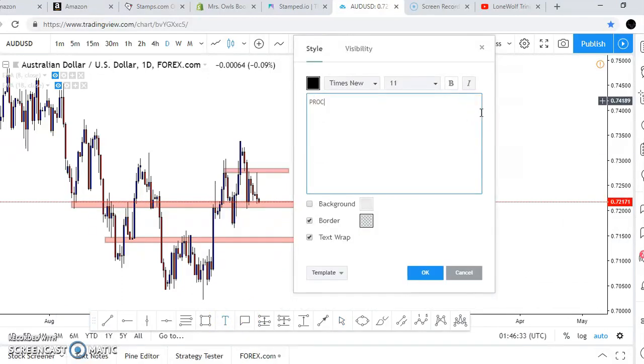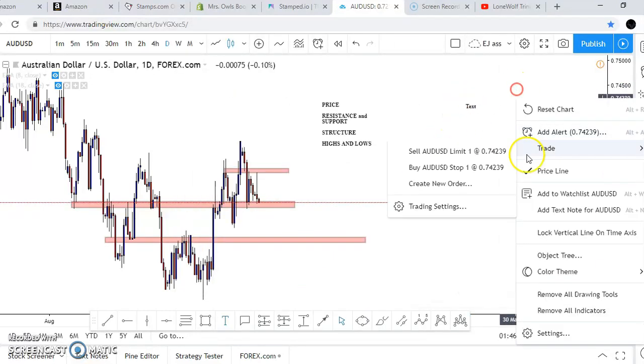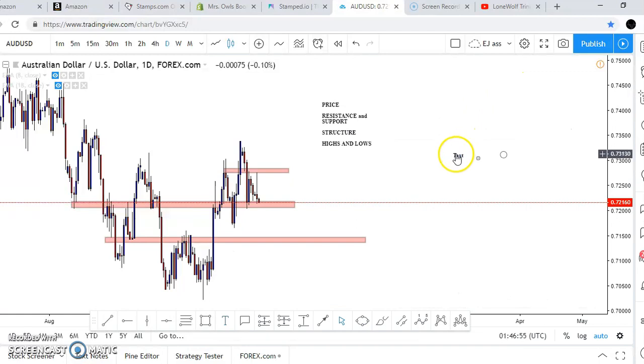In price, you have resistance and support. When it comes to structure, you have highs and lows. I'll make another video on what this is, but this is the basis of it. All right, so again, in price, you have resistance and support. When it comes to structure, you have highs and lows, but they're one and the same. So when we talk about structure, we're not looking at price, we're looking at highs and lows.